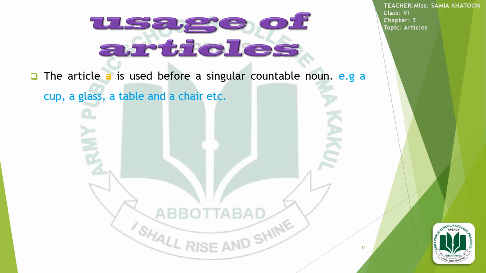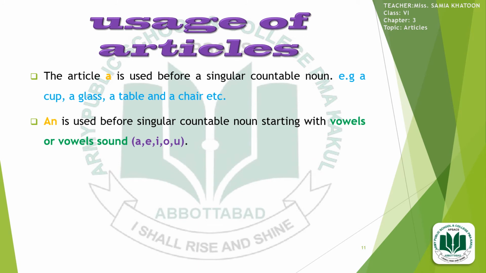Now let's see the usage of an. An is used before a singular countable noun starting with vowels or vowel sound. Students, you all know that a, e, i, o and u are known as vowel letters. So, any word starting with these 5 vowel letters and countable at the same time, we will use an with that. Examples: an hour, an umbrella, an elephant, and an ice cream.